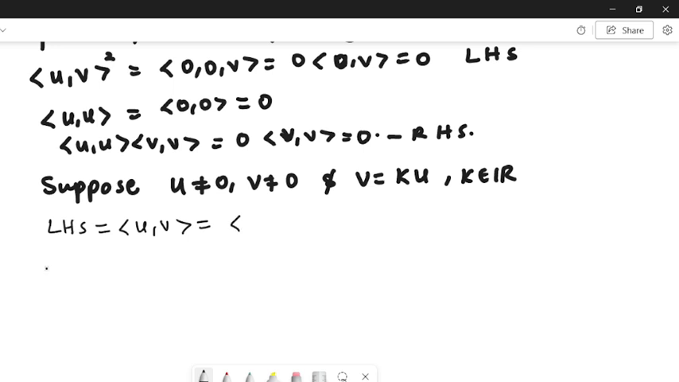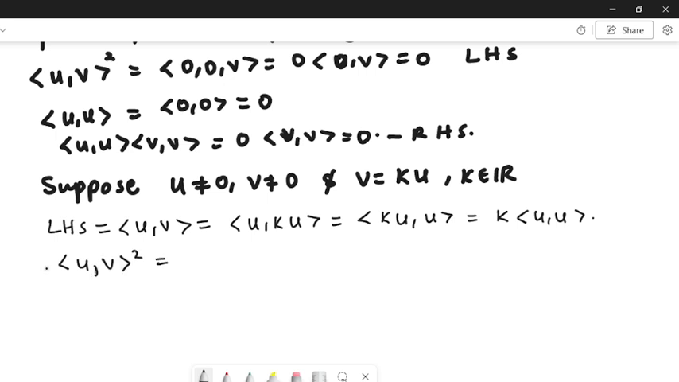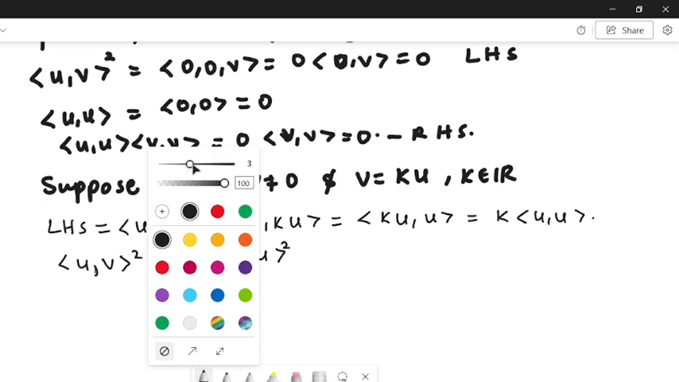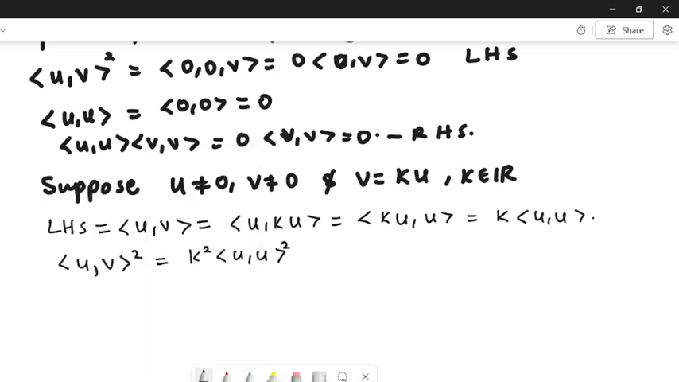So here we have the inner product of u and ku. Now we are applying the properties of inner product. So we are getting, but now it's squared. So meaning you're going to get k squared times the inner product of uu, squared. That's the left hand side.